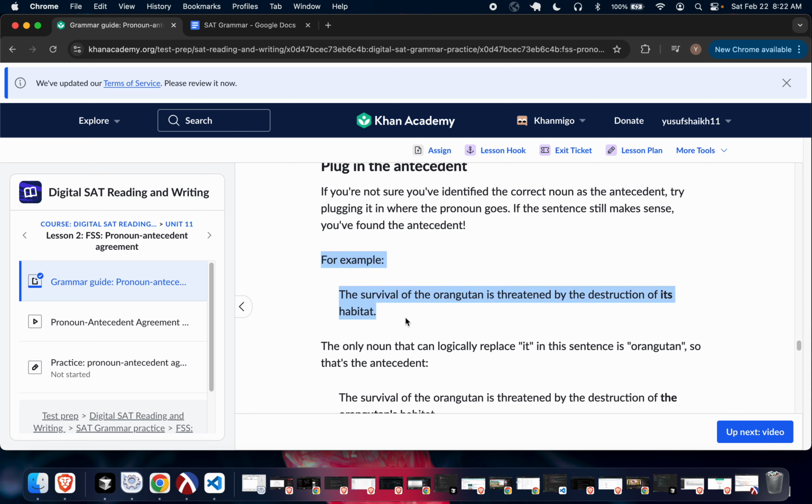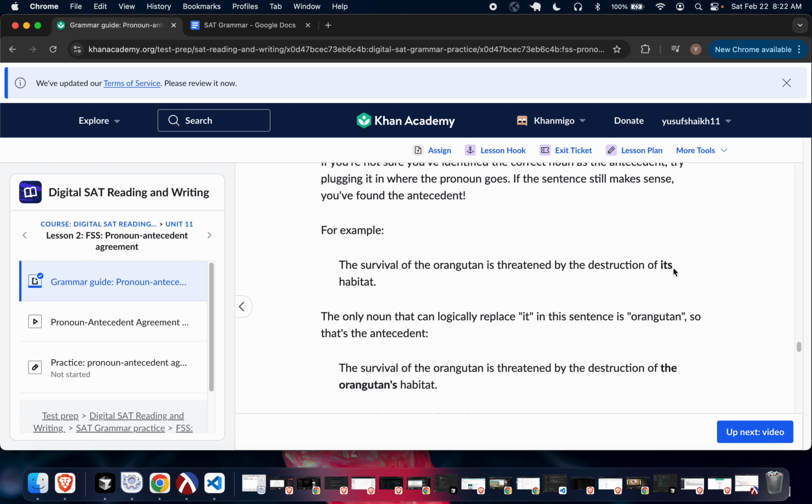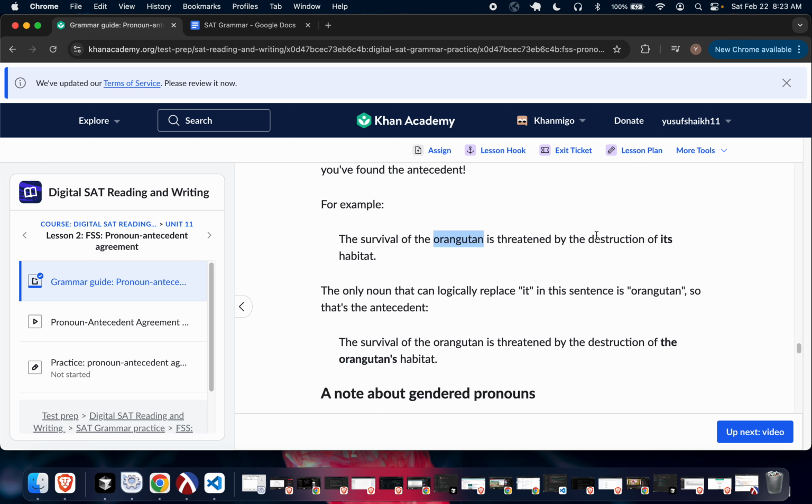So let's look at this example. The survival of the orangutan is threatened by the destruction of its habitat. So notice how this pronoun "its" is referring to the orangutan, right? So what you can do is actually replace "its" with "the orangutan," because "its" is just referring to the orangutan. So when you replace "its" with what it's referring to, right?